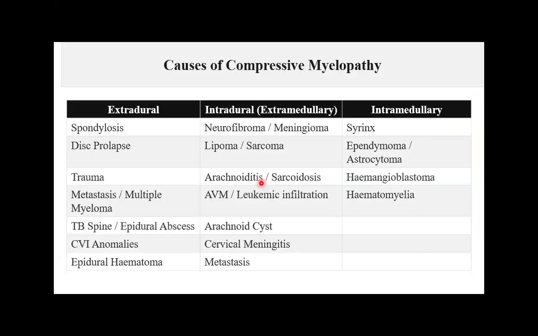The classic examples under each of these: in extradural compression, we have spondylosis, disc prolapse, trauma, metastasis, tubercular Pott's spine, epidural abscess, and epidural hematoma. In intradural extramedullary, we will have neurofibromas and meningiomas, lipomas or sarcomas, arachnoiditis, sarcoidosis, AV malformations, leukemic infiltration, arachnoid cyst, cervical meningitis, or even metastasis. For intramedullary lesions, the most classic example is syrinx, then ependymoma, astrocytoma, hemangioblastoma, and hematomyelia.